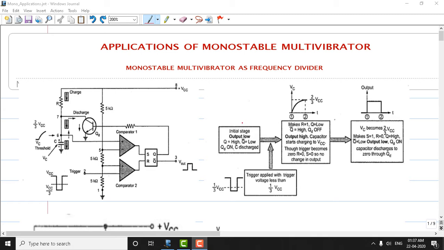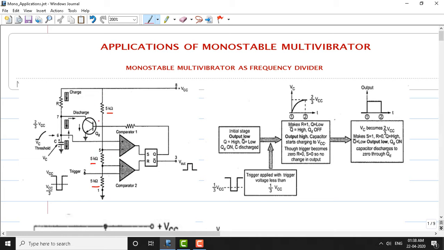Before we step into the applications of monostable multivibrator, let us try to understand once again the working principle of monostable multivibrator. This is the circuit diagram of monostable multivibrator. So the circuit contains three resistors, 5 kilo ohm. Each resistor value is going to be 5 kilo ohm. That's why the name is triple five timer.